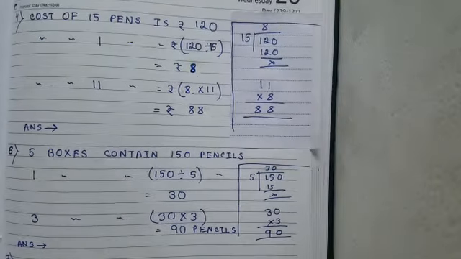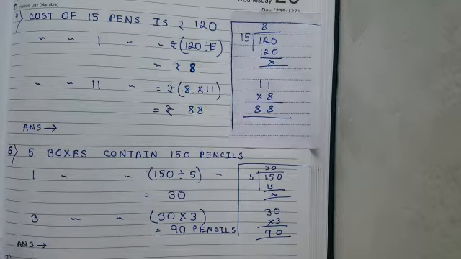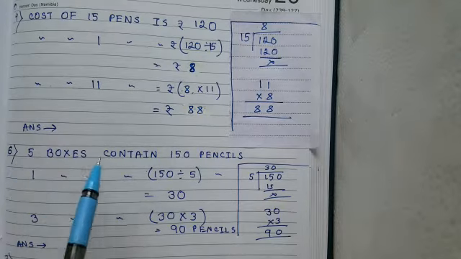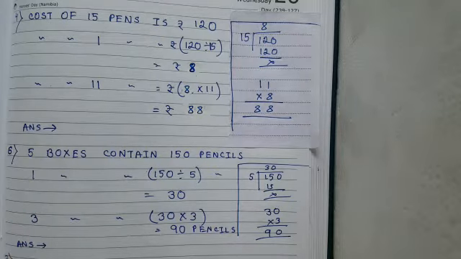Next, question number 6. There are 150 pencils in 5 boxes. How many pencils are there in 3 boxes? So, 5 boxes contain 150 pencils. Obviously, one box contains fewer pencils, right? So, for this one, we are doing division. 150 divided by 5. 5 3s are 15. 1 0 is here. Write down 0. So, 30 pencils. Next, 3 boxes will contain more pencils. So, 30 into 3, that is equal to 90 pencils.